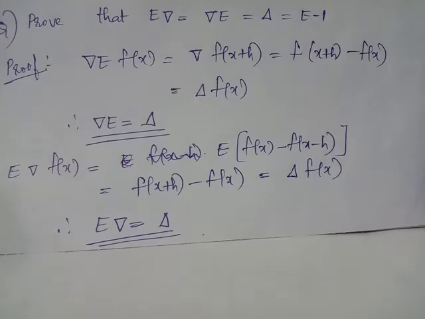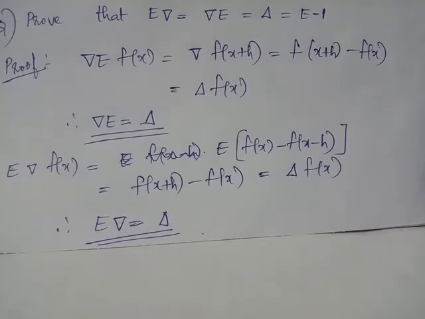Suppose now you give f of x as input to the operator E del, that is, the innermost operator, the backward difference operator. When it receives f of x as input, it will display the output as f of x minus h. Now this acts as input to the shift operator. The shift operator will shift every x to x plus h. Thus you have the output obtained as f of x plus h minus f of x.